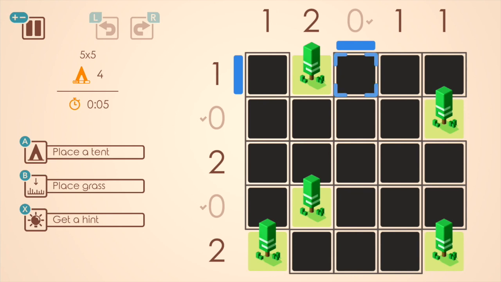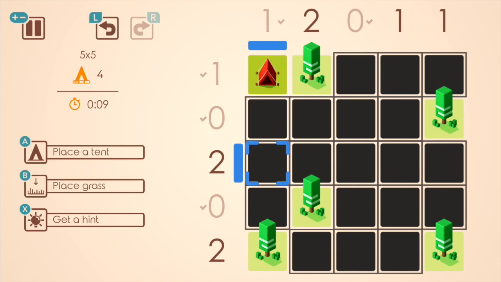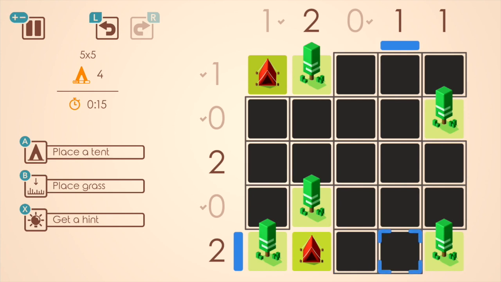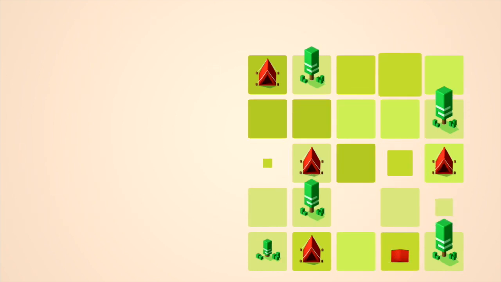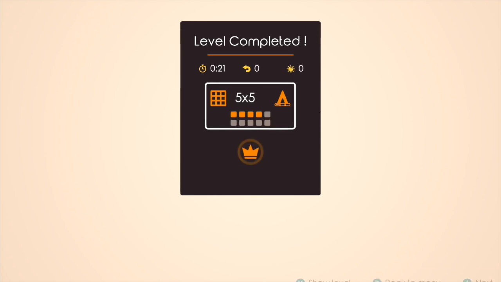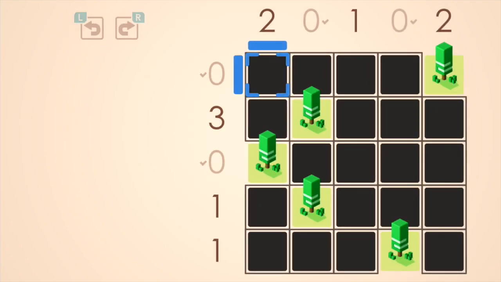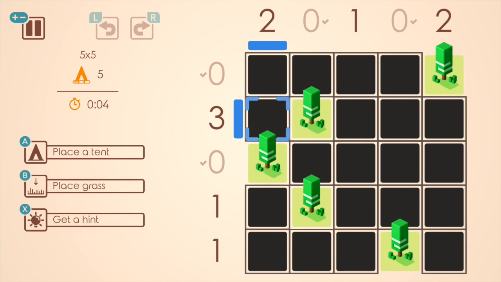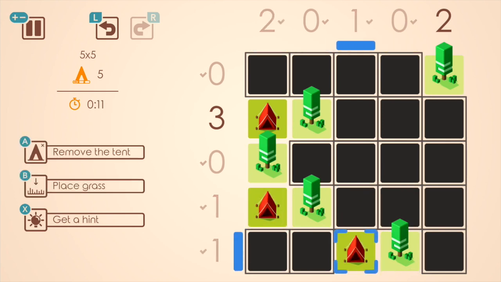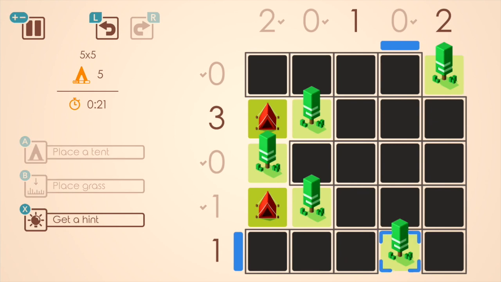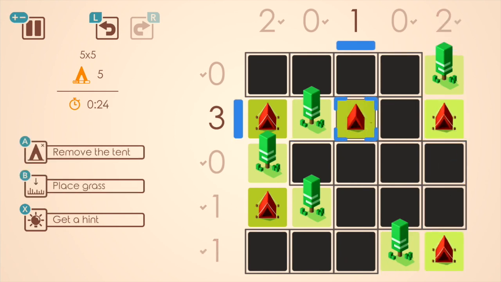Okay. That was actually a lot faster than I was expecting it to go. Alrighty. So, 2. 1, 1, 0 there. Oh, you know what? Not there. There. There. And there. Boom.